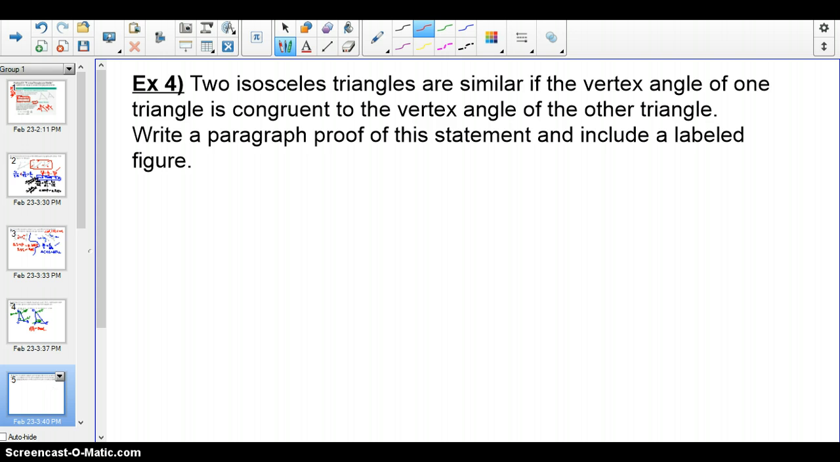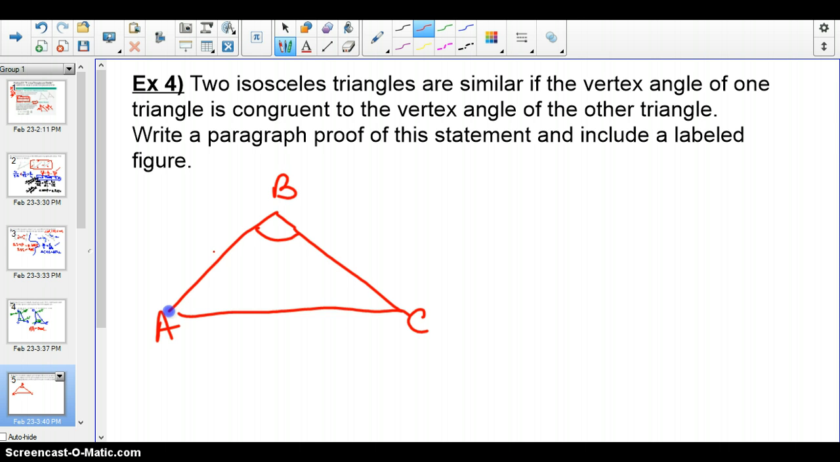All right, last one. We're going to write a short little proof here. It says two isosceles triangles are similar if the vertex angle of one of the triangles is congruent to the vertex angle of the other triangle. Write a paragraph proof of the statement and include a labeled figure. So I'm just going to sketch an isosceles triangle here, A, B, C. And this is going to be my vertex angle. So here's going to be my congruent legs. Okay, then one similar, maybe make a little bit bigger.